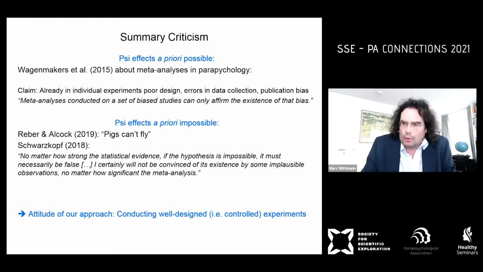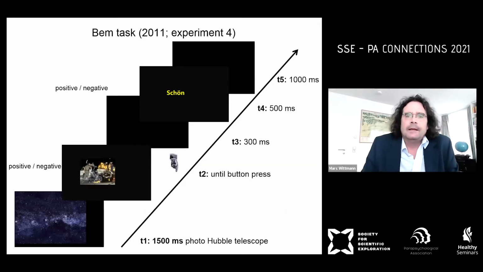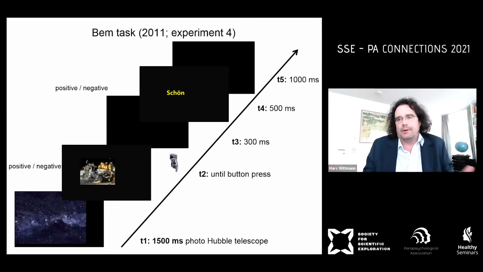Okay, that's of course not our attitude or our approach, and we're in favor of conducting well-designed control experiments, and that's what I now present to you. So talking about this task, for short, I will call it the Bem task. Of course, it already existed before. Daryl Bem published his experiments. It's experiment 4 in his 2011 paper.